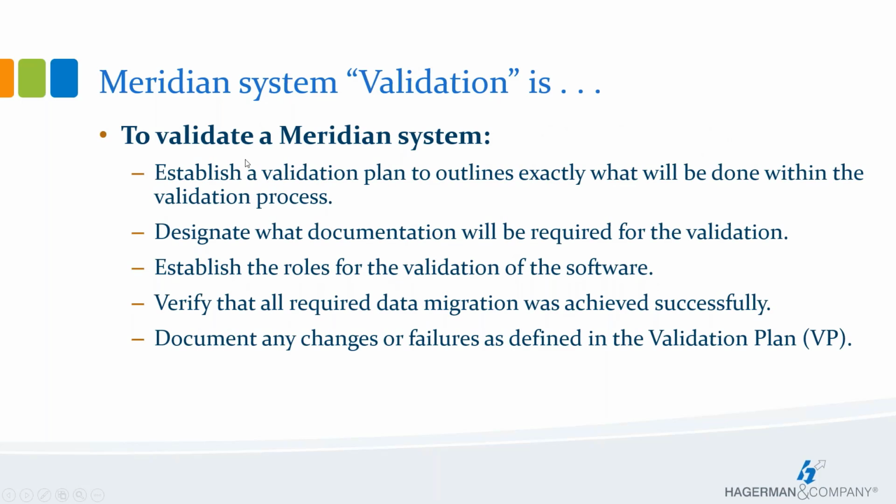So to validate a Meridian system, we're going to establish a validation plan that outlines exactly what has been done within the validation process. We're going to designate what documents will be required for the validation. So just because we listed some documents earlier doesn't mean you have to execute every one of those. Maybe it doesn't make sense for you to go through the time to set up every piece of documents that we talked about. You can scale those back and designate in your validation plan which ones exactly you are going to execute. You're going to establish the roles for the validation of the software.